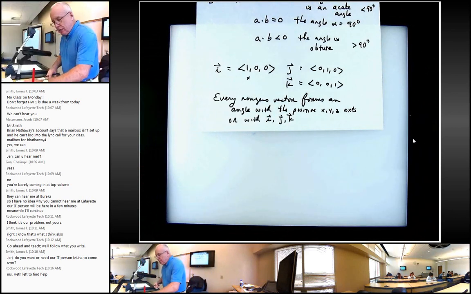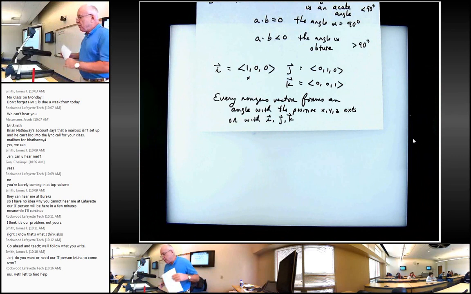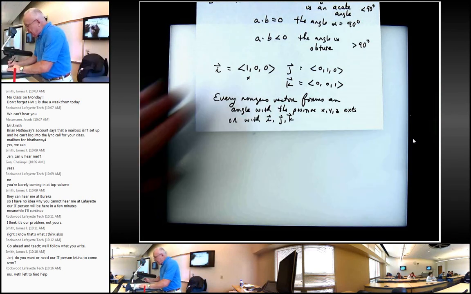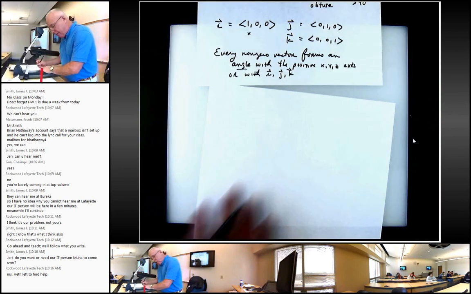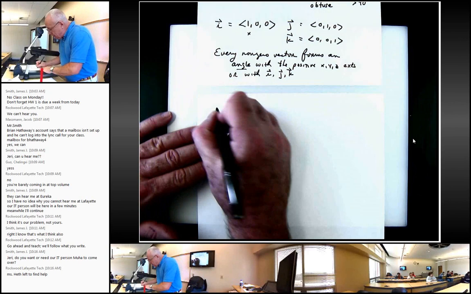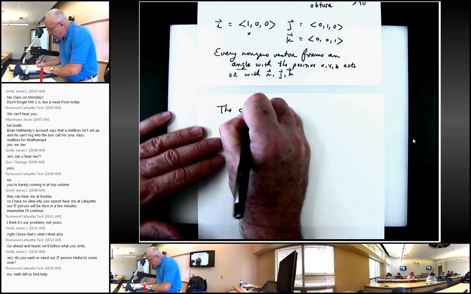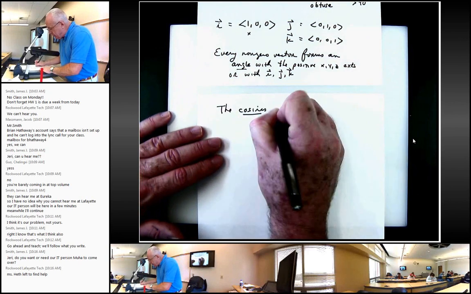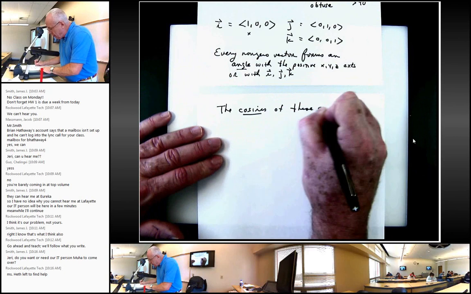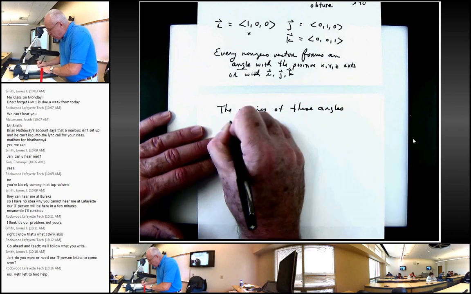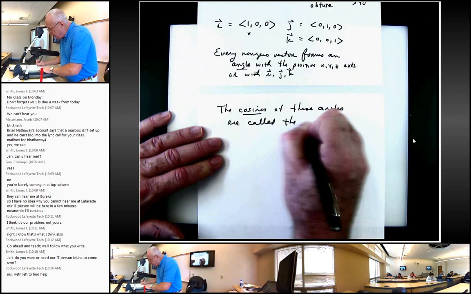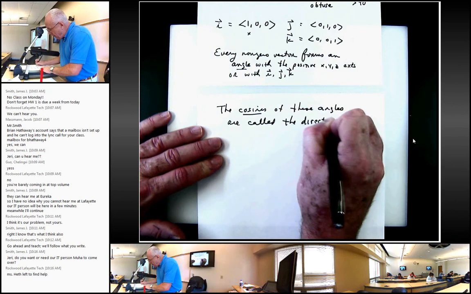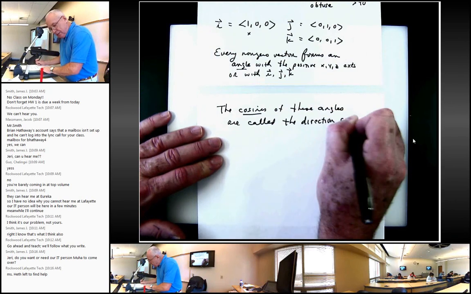Now, we've got some terminology here. The cosine of these angles has a name, and it's called the direction cosine. So the cosines of these angles are called the direction cosines. All right.